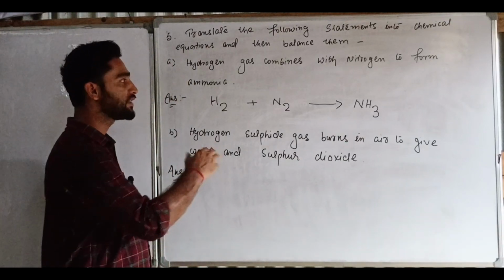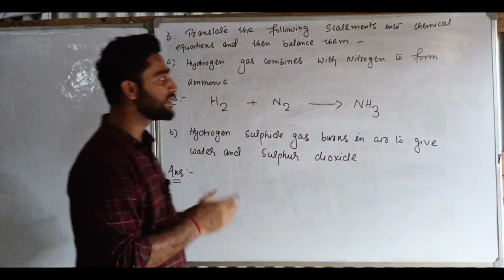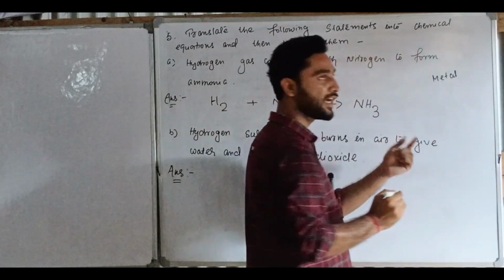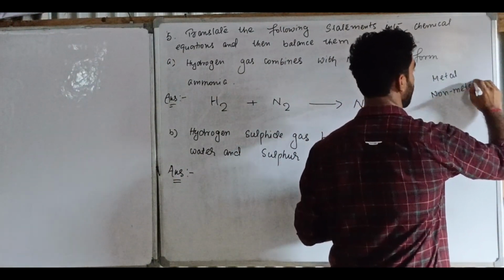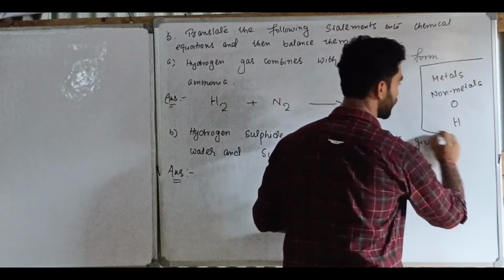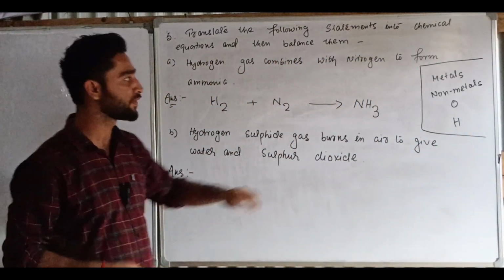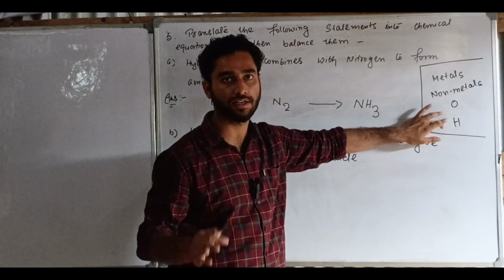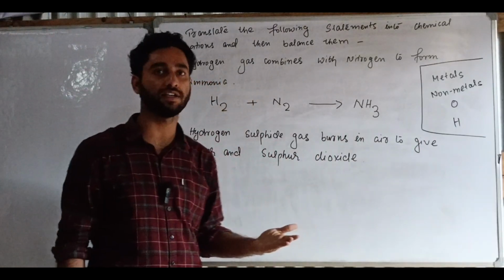Now to balance the chemical equation, don't use the hit and trial method. Always remember this trick. Whenever you are going to balance a chemical equation, first try to balance the metals, then the non-metals, then oxygen and then hydrogen. Always remember this trick. Though oxygen and hydrogen are also non-metals, try to balance oxygen and hydrogen at last. Oxygen second last and hydrogen at last. Always try to balance hydrogen at last.